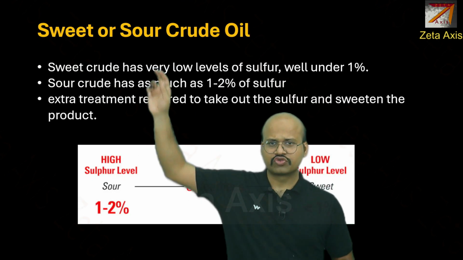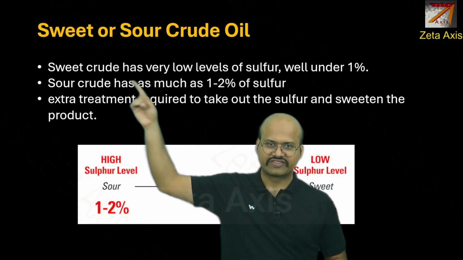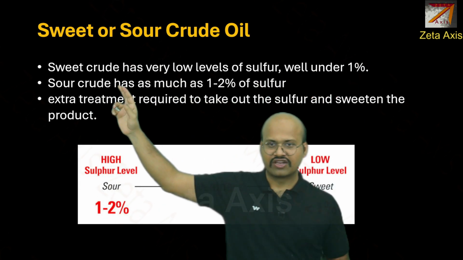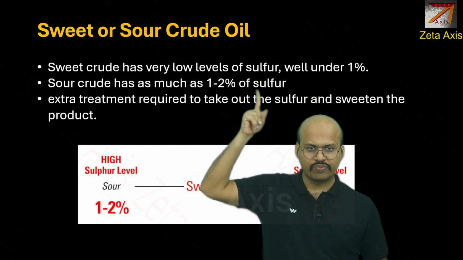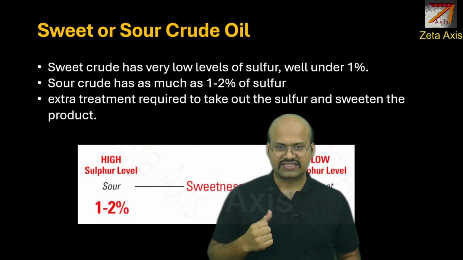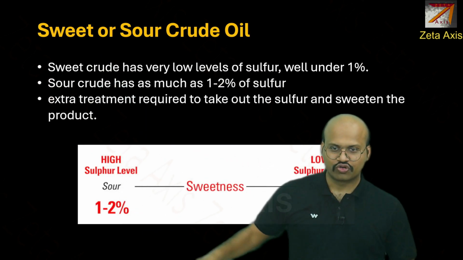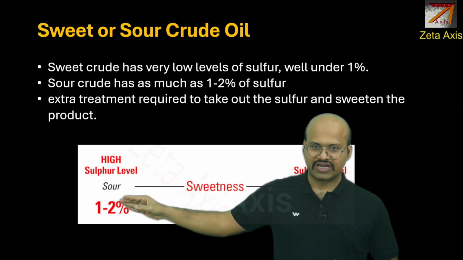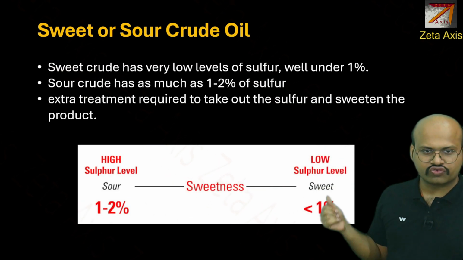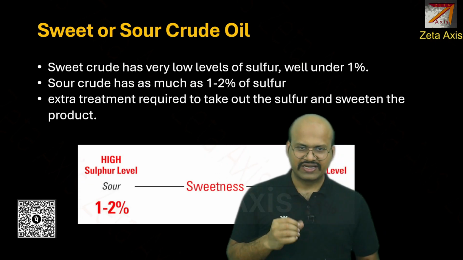Now there is another term, sweet or sour crude oil. Sweet crude oil has very low levels of sulfur. It is under 1%, while sour crude oil has 1 to 2% of sulfur. Extra treatment is required if the sulfur content is higher. Therefore, sweet oil has higher price. Here you can see, at a high sulfur level, it is sour, and at a low sulfur level, it is sweet. So the sweetness increases as the sulfur amount decreases.